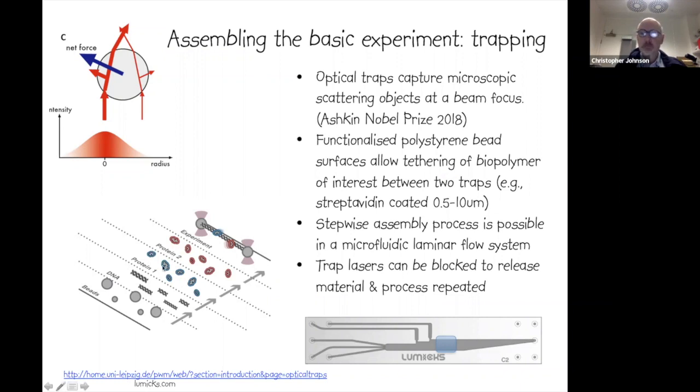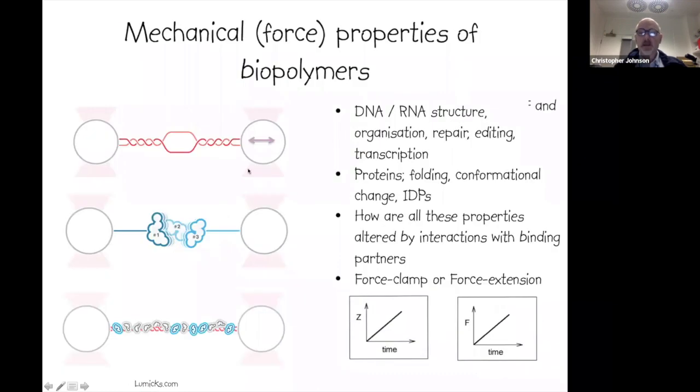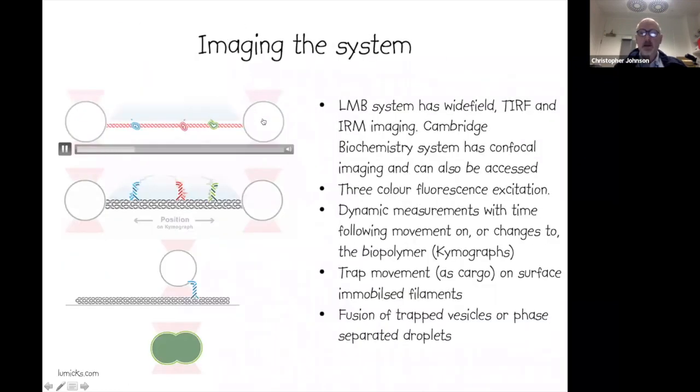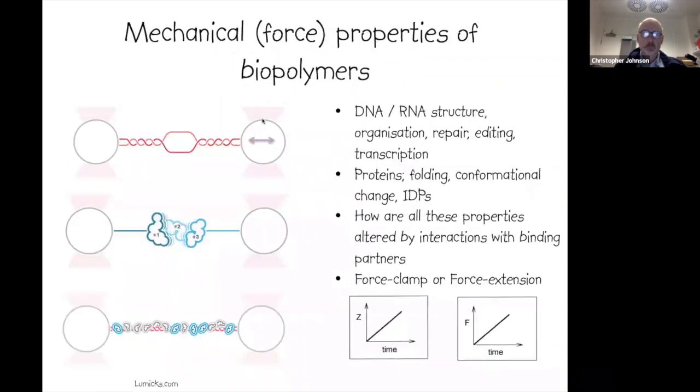So this means what we can do is trap some biopolymer between these two immobilized beads. And then we could consider looking at nucleic acids. We could look at structure. We could look at organization and repair and editing and transcription by adding the appropriate molecular machinery into our system.